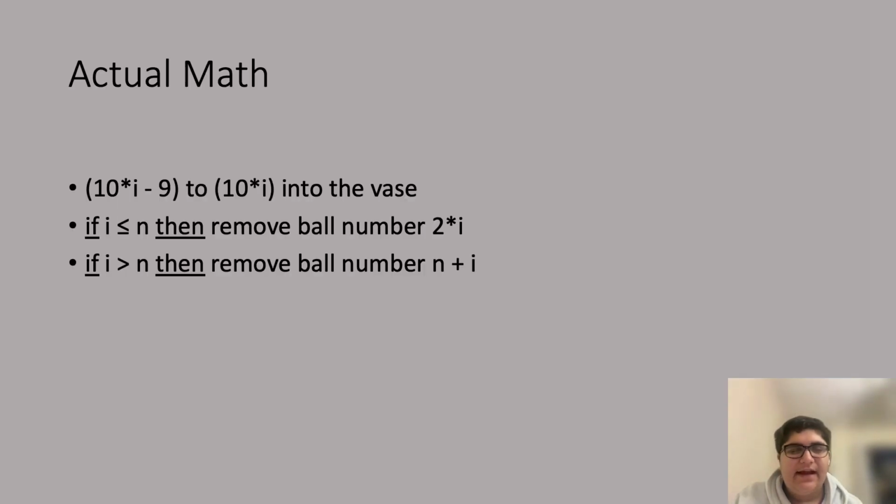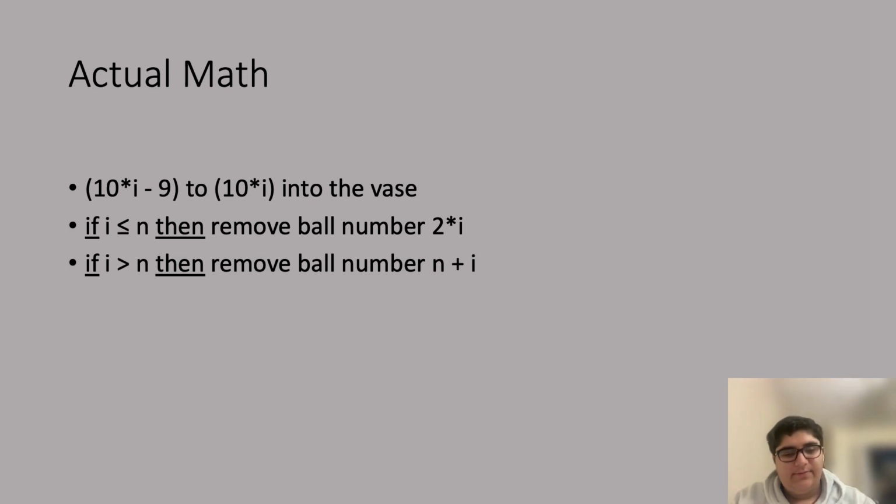So, what is the actual math behind this paradox? You have 10 times I, where I is the ball number basically, minus 9 to 10 times I. So, N over here is your desired outcome.